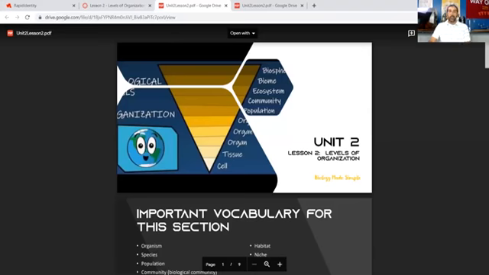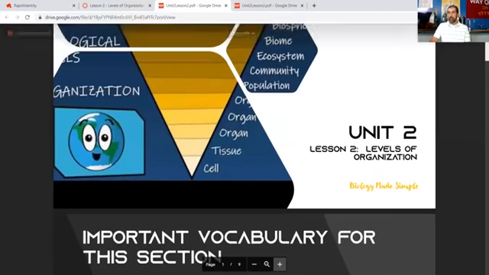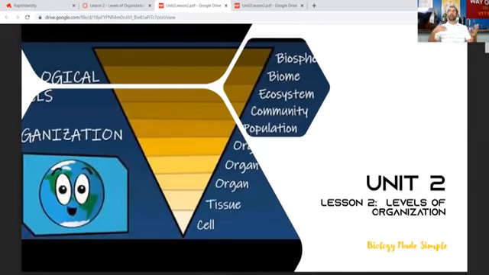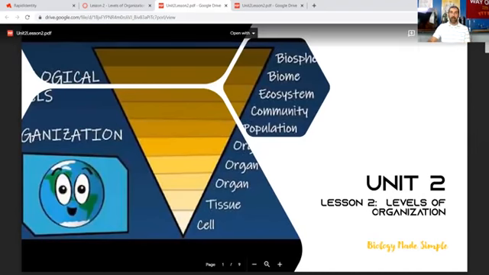There we go. Okay. Unit 2, Lesson 2, right? Unit 2 is basically ecology. Lesson 2 is about something called the levels of organization. How we organize, what do we name things, okay? It's about how things are classified.